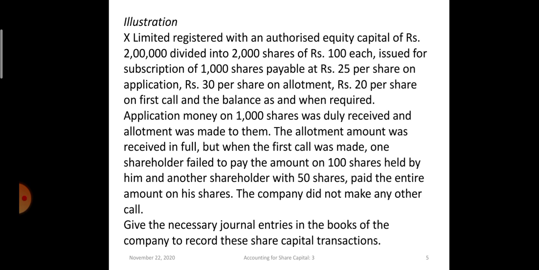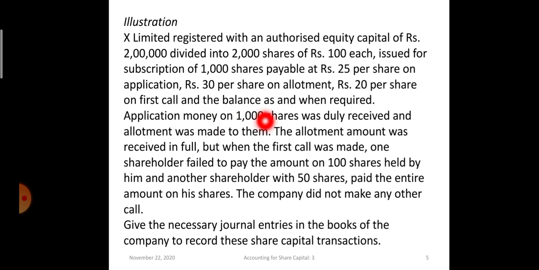Now let's take one illustration. X Limited with a registered capital or authorized capital of 2 lakh rupees is divided into 2000 equity shares of 100 each. 2000 into 100, that is 2 lakh rupees. It issued 1000 shares: application 25 rupees, allotment 30 rupees, first call 20 rupees, and the balance, 25 plus 30, 55 plus 20, 75. So in the second call it will be 25 rupees.